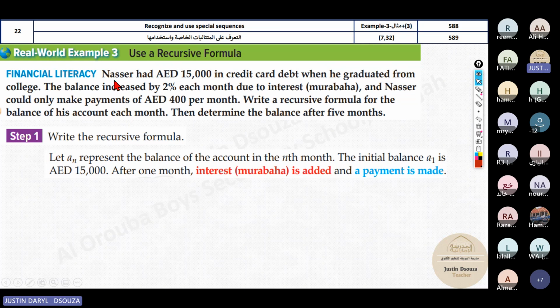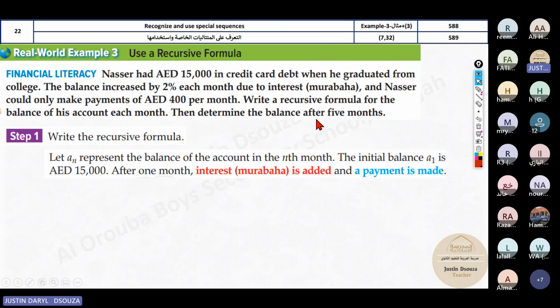Use the recursive formula. Nasser had 15,000 dirhams in credit card debt when he graduated from college. The balance increased by 2% each month due to interest, that is murabaha. And Nasser could only make payments of 400 per month. Write a recursive formula for the balance of his account each month. Then determine the balance after 5 months.